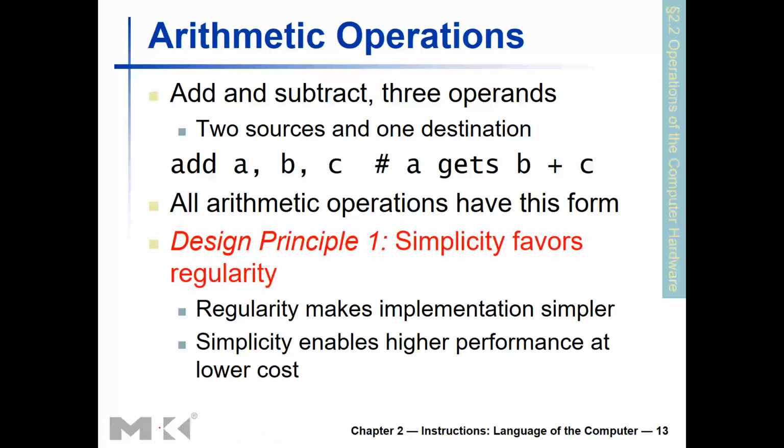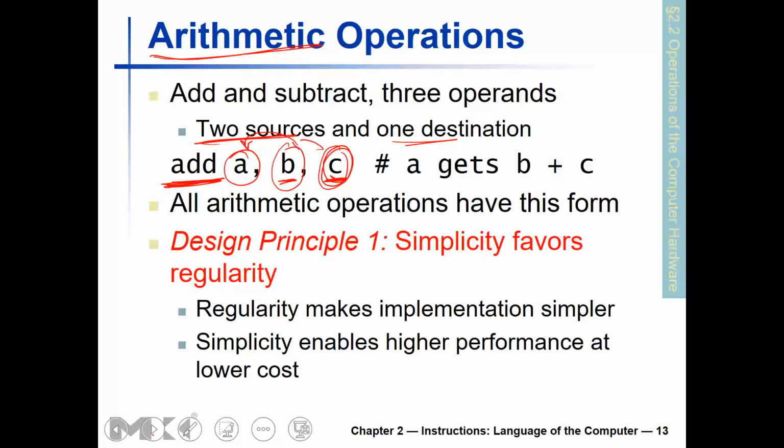We start with the arithmetic instructions, like an add here. Typically we have two sources and one destination. So in this case, we are adding what is in C plus what is in B and then saving the result in A. So we have three operands in the instruction: two sources and one destination.